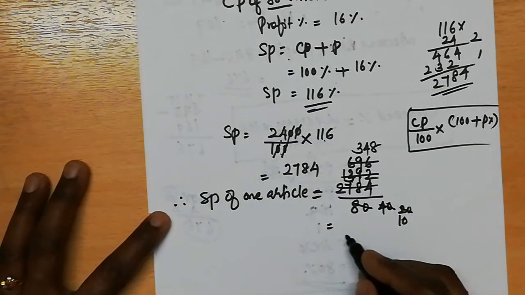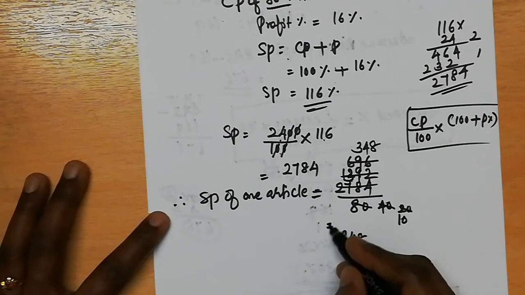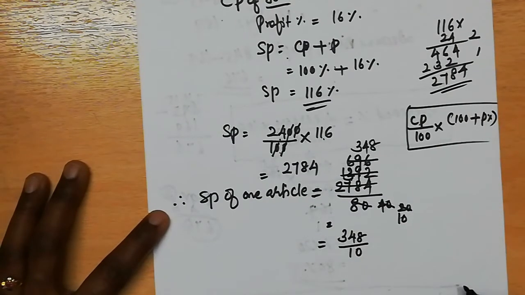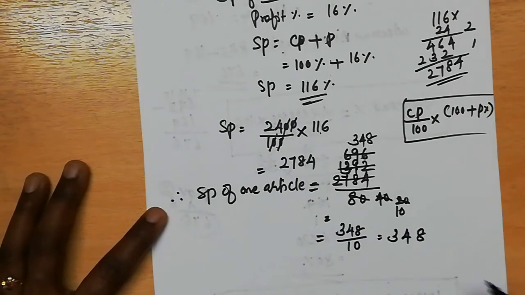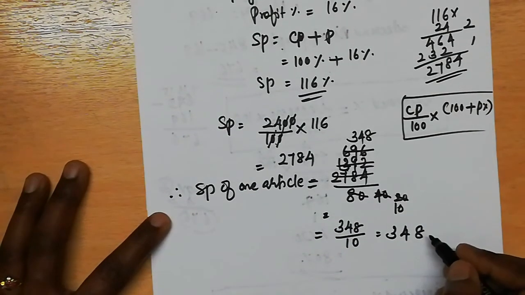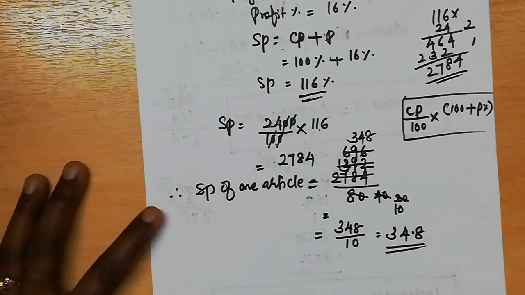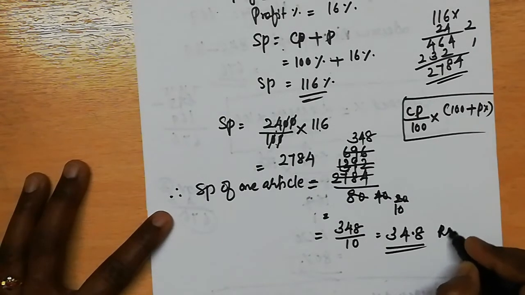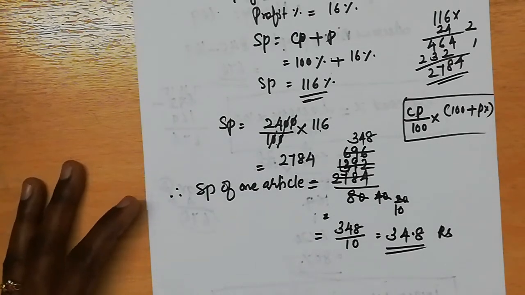Look here. Here is 348 divided by 10. So if we have to divide a number by 10, we first write the answer. Then how many decimal points can we put? Only one decimal point. That is, the cost of one article is rupees 34.8. I think all of you are clear.